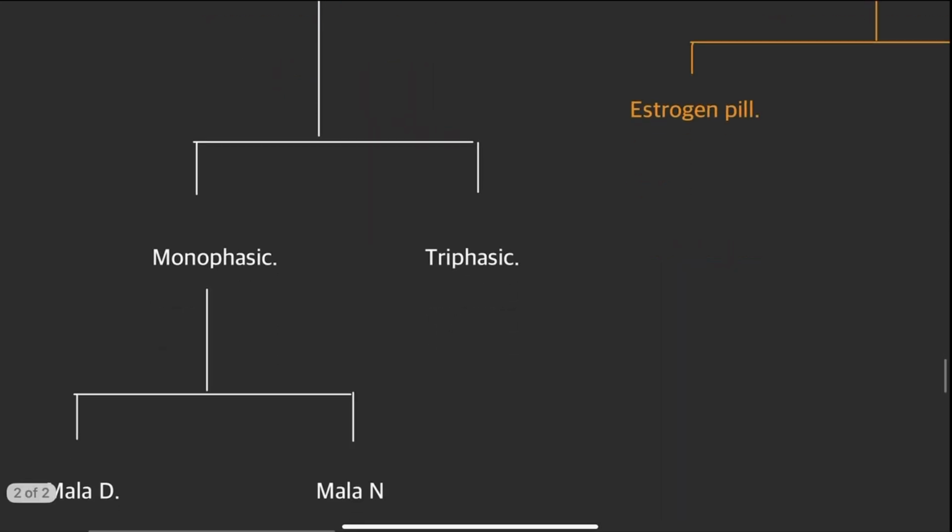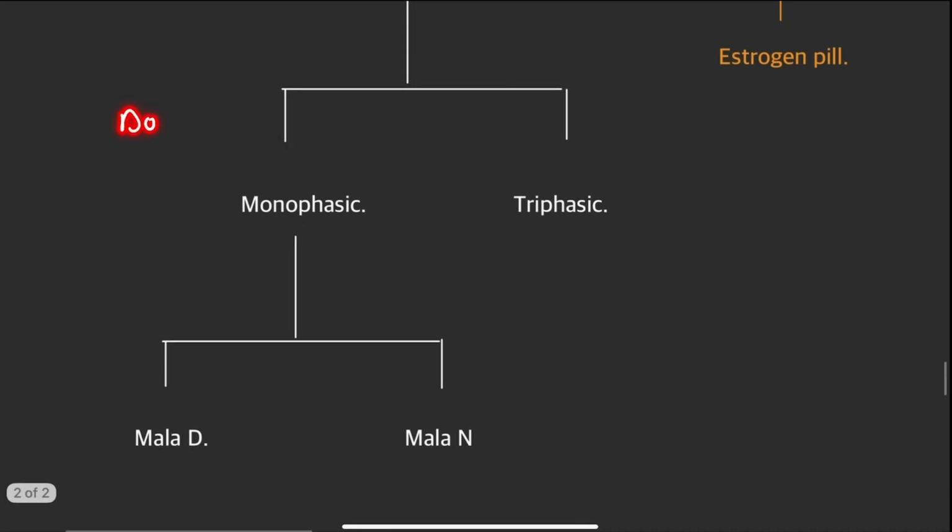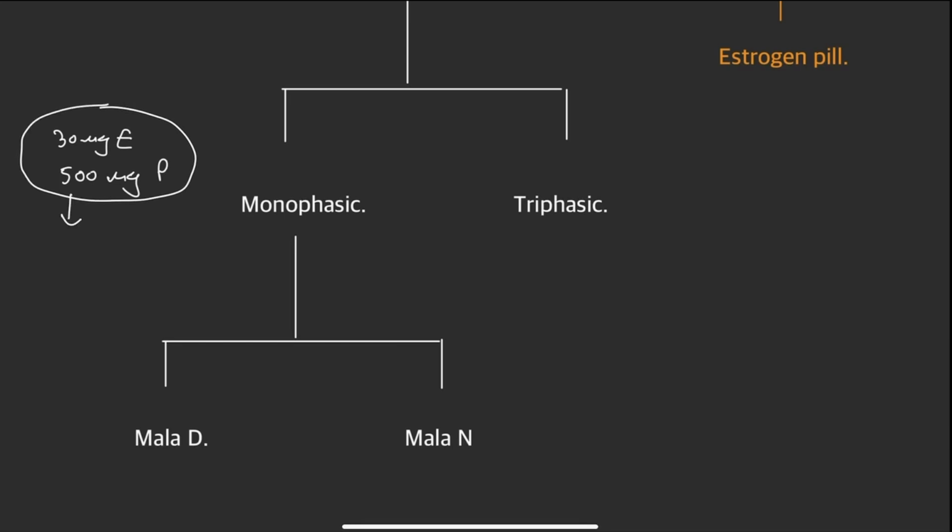Now, what is monophasic or triphasic? Monophasic means the dose of estrogen and progesterone is constant. For example, we have 30 microgram of estrogen and 500 microgram of progesterone. So this remains constant. Okay, so that is monophasic. And in triphasic, the dosage of estrogen and progesterone keeps changing.